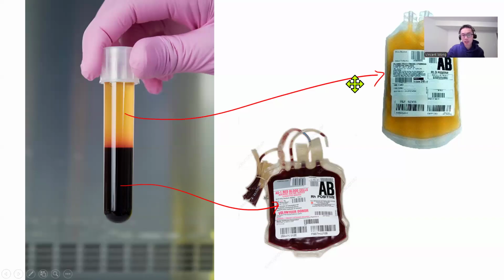Plasma can be stored for a very long time. We're talking about months, whereas red cells are more delicate. Even if you put them in the fridge, we're talking about weeks as opposed to months.